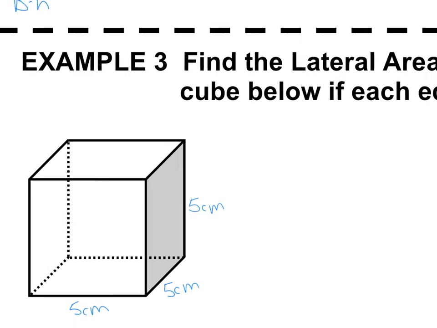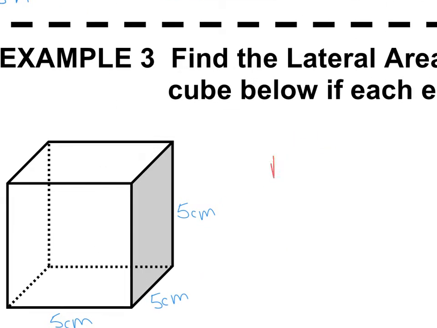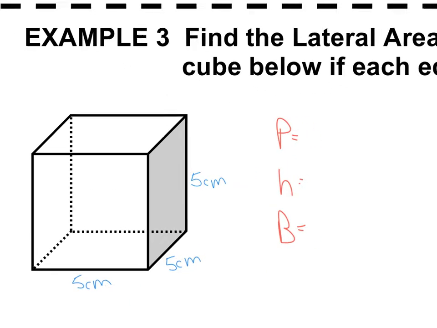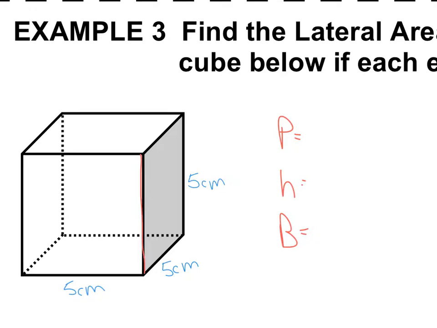So I know I need a couple of things. I know I need the perimeter of the base. I know I'm going to need the height of the prism. And I know I'm going to need the area of the base. And if I have those 3 things, I can pretty much do everything else. So perimeter of the base is pretty easy. Remember, this is the base. I'm going to outline it in red. Each side is 5, so 4 times 5 would give us 20 centimeters for the perimeter.